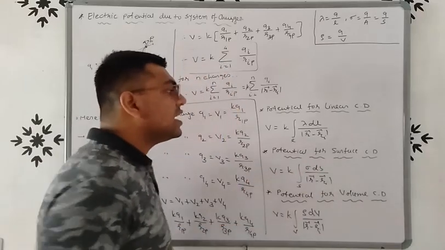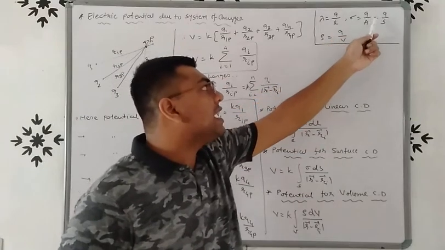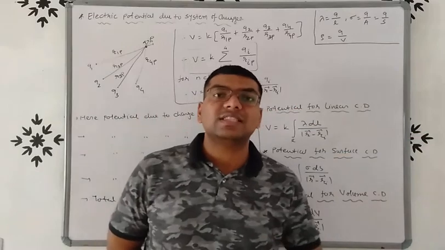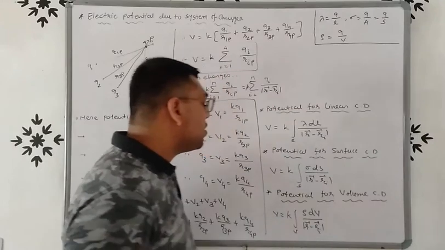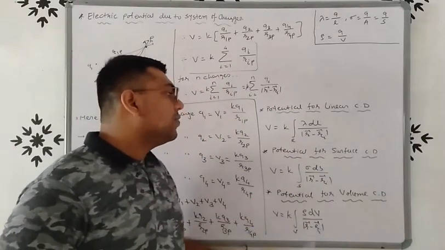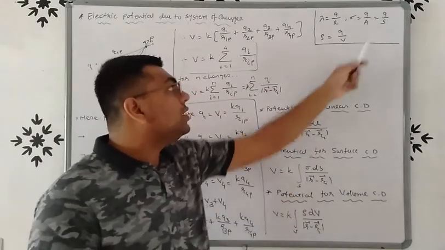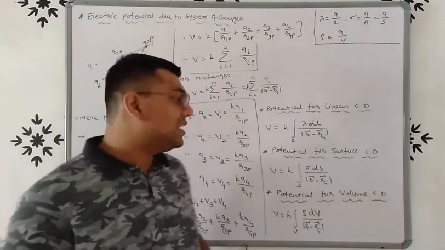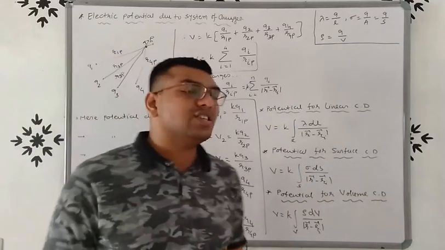Now for surface charge distribution, we consider surface charge density sigma is equal to q by A, or q by S. Right. So we consider this small element, so sigma is equal to dq by dS. The formula of potential for surface charge distribution is V is equal to k, the surface integral of sigma dS, or you can say sigma dA, upon |r minus r'|.